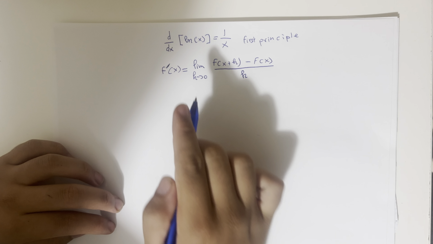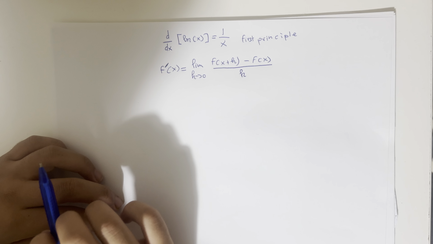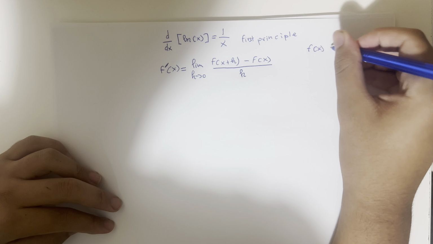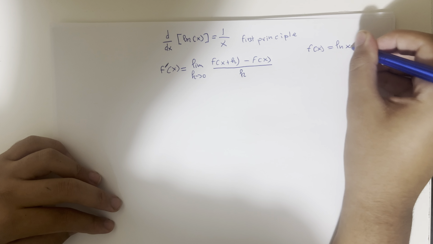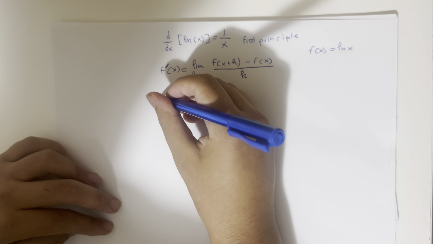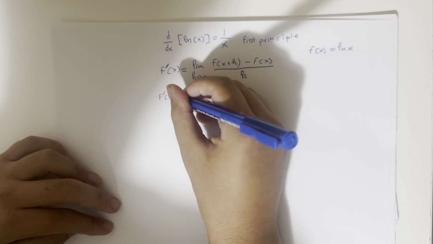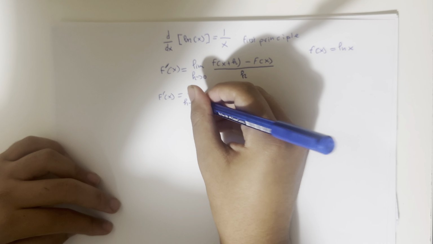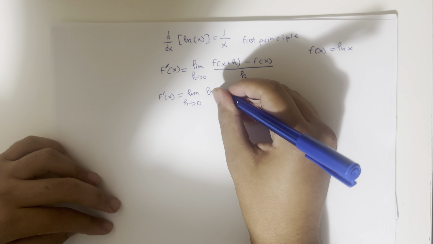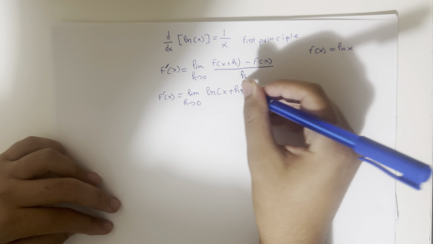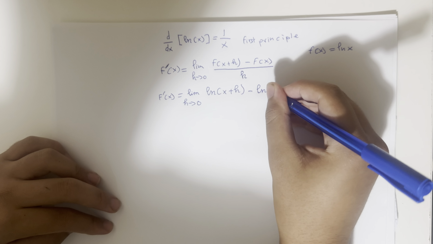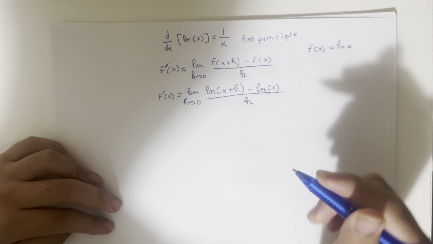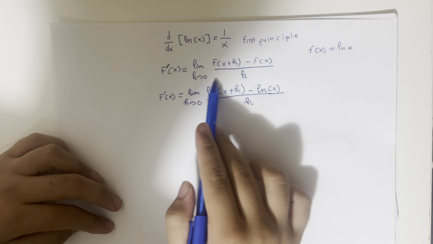And so our function in this case, our f of x, is the natural log of x. So let me first just define f of x as equal to the natural log of x right here. So f prime of x in our case is going to equal the limit as h approaches 0 of the natural log of x plus h minus the natural log of x, divided by h.